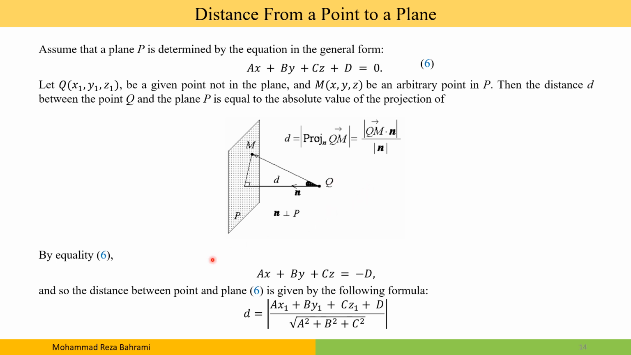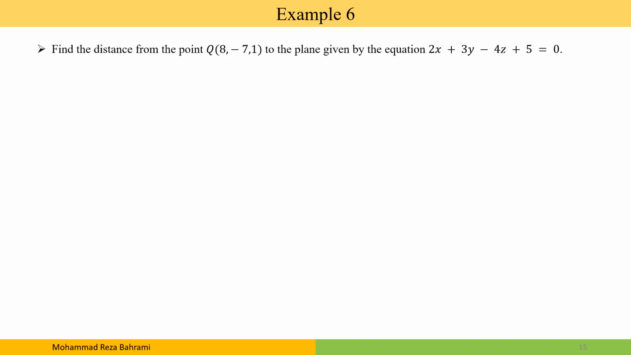So from equation 6, we just rewrite it in this format: ax plus by plus cz equals minus d, and we can find this formula for the distance from a point to a plane. For details, you can go to the previous tutorial, tutorial 6, where there are details on how we reach this formula.